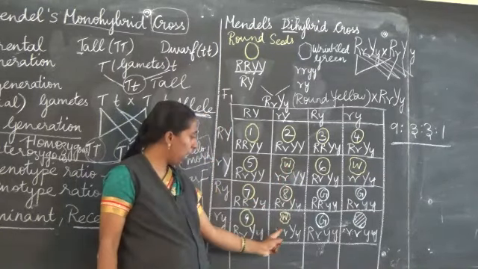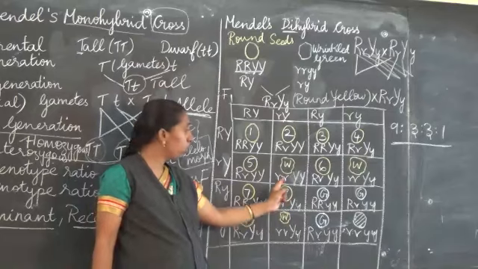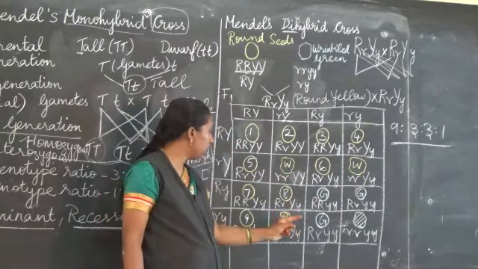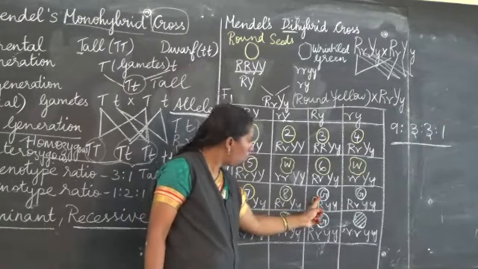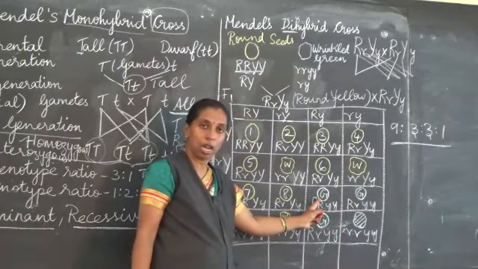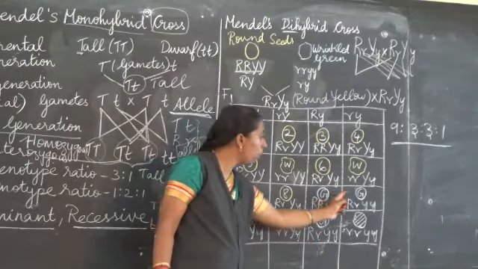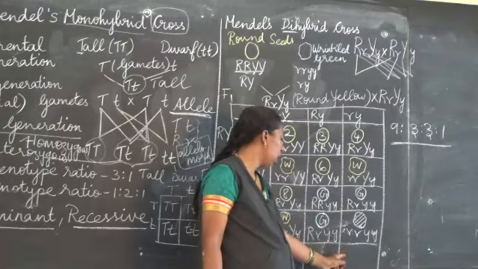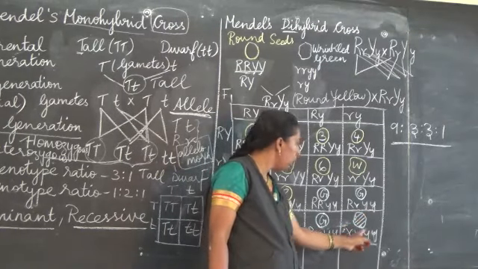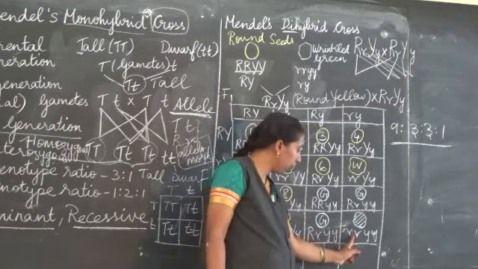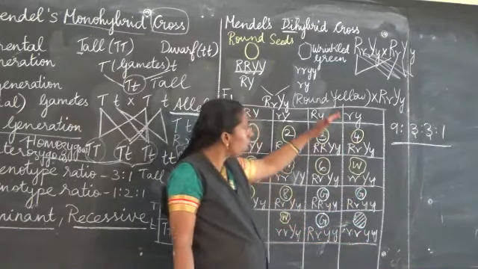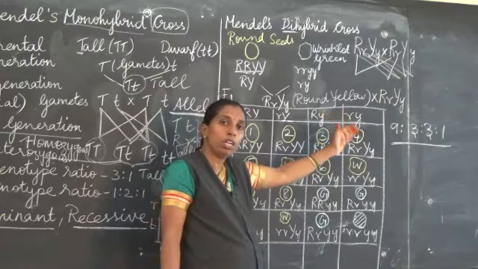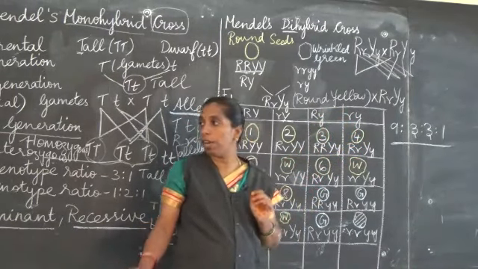See here, I have written in yellow color, 3 plants with wrinkled yellow seeds and 3 plants with round but green in color. Three plants with round green in color and one plant with recessive character. It is wrinkled green in color. One plant with wrinkled green in color. So this was the phenotypic ratio. It is 9:3:3:1. So the ratio is very important.